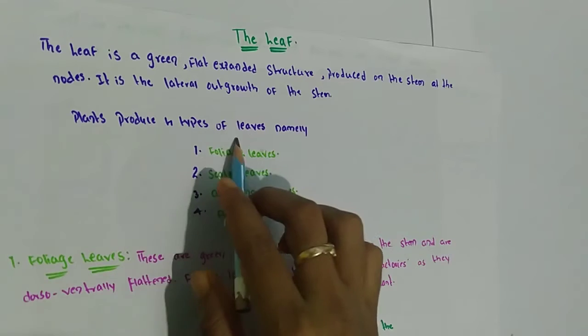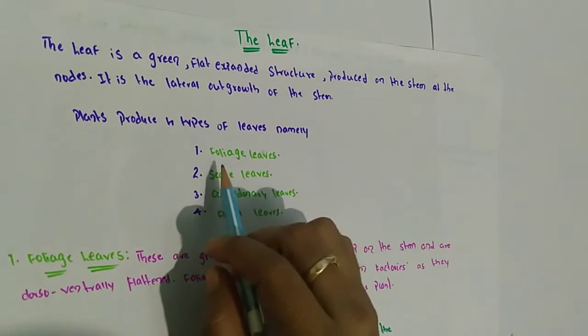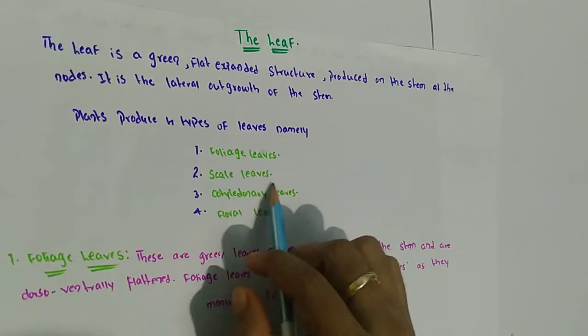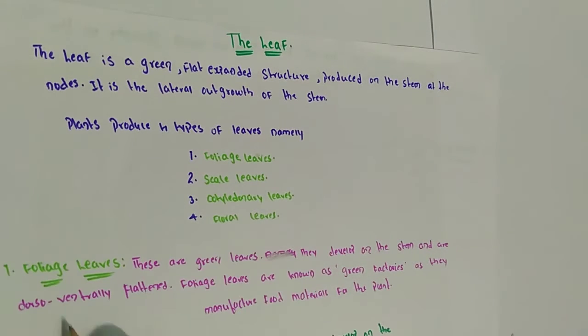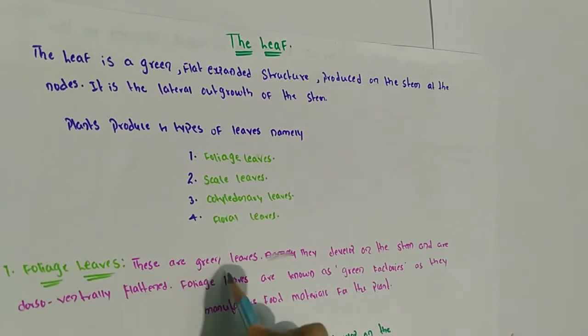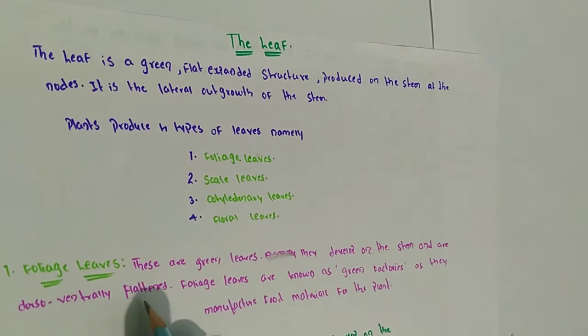Plants produce four types of leaves, namely foliage leaves, scale leaves, cotyledonary leaves, and floral leaves. First type, foliage leaves. These are green leaves that develop on the stem and are dorsoventrally flattened. Dorsoventrally flattened means both the dorsal side and the ventral side of the leaf are flattened.